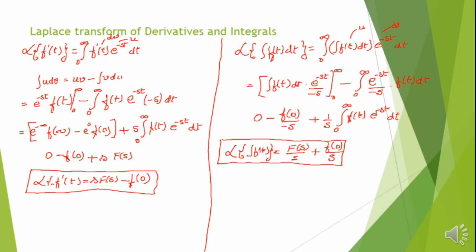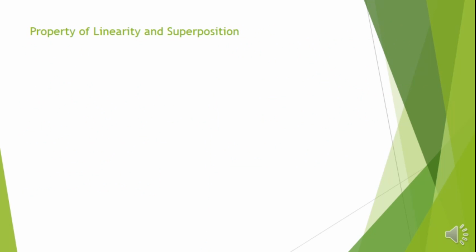So Laplace transform of different derivatives, Laplace transform of integrals. Next, property of linearity. Property of linearity says that if Laplace transform of f of t equal to F of s, then Laplace transform of k f of t, a constant, equal to k F of s.